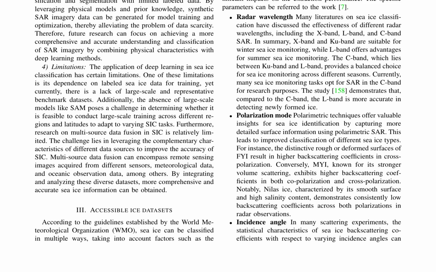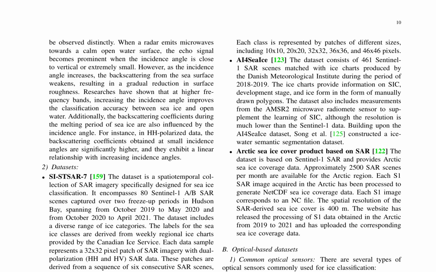The incidence angle also plays a crucial role in scattering experiments, with varying angles affecting the statistical characteristics of sea ice backscattering coefficients. Radar incidence angle plays a critical role in sea ice classification, as backscattering coefficients are significantly influenced by incidence angle, particularly during the melting period of sea ice.